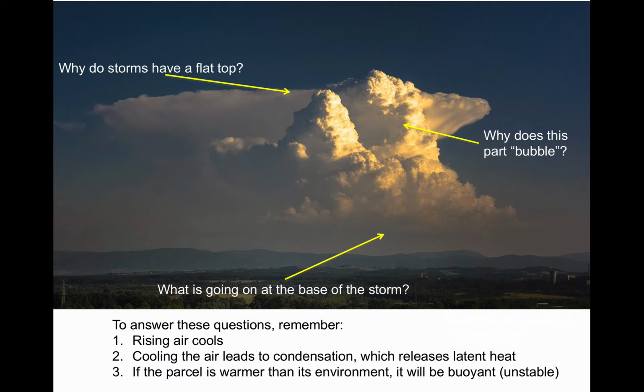To answer these questions, remember these 3 bullet points. Rising air cools. Cooling the air leads to condensation. That releases a lot of heat and makes the thunderstorm warmer than its surroundings. And if the parcel is warmer than its surroundings, warmer than its environment, it's buoyant. It rises. It accelerates upward away from the surface.